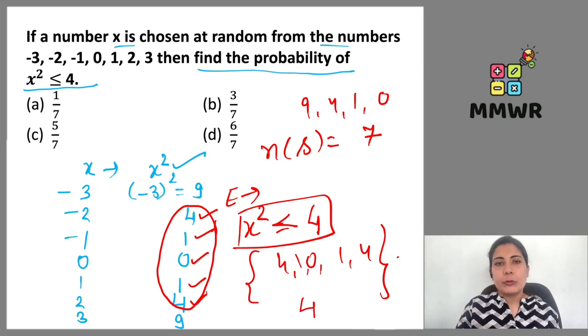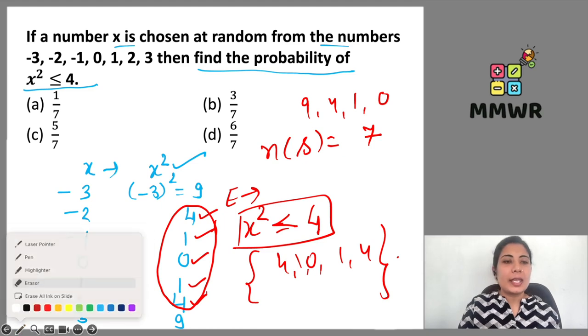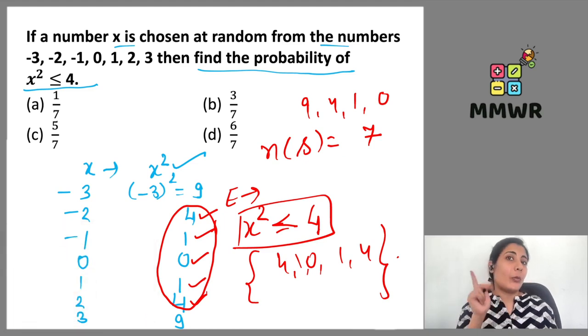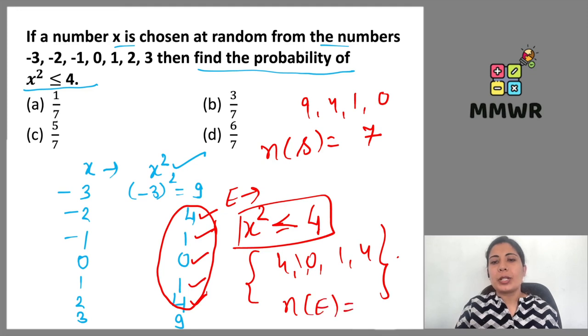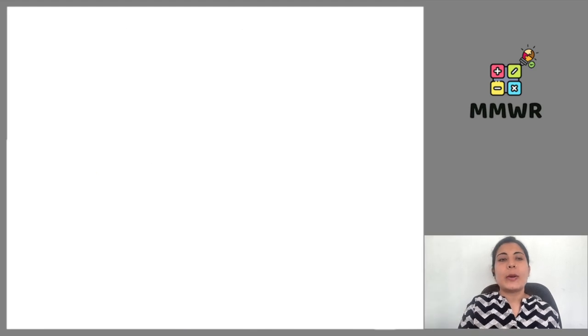4, 1, 0. That means 4, 1 and 0. These three values are there in which we are going to win. But how many chances are there for them? There are 2 chances of getting 4, 2 chances of getting 1, and only 1 chance of getting 0. So the total number of favorable outcomes will be 5. 5 out of 7, 5 chances are there in which we are getting the case x square less than or equal to 4. So the probability for the event is going to be 5/7.